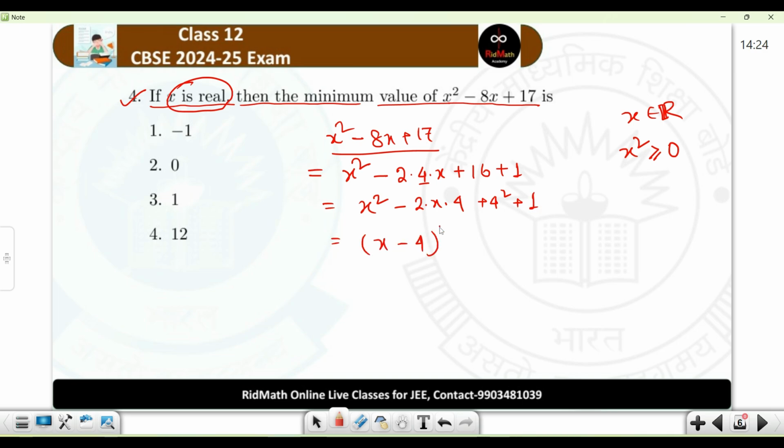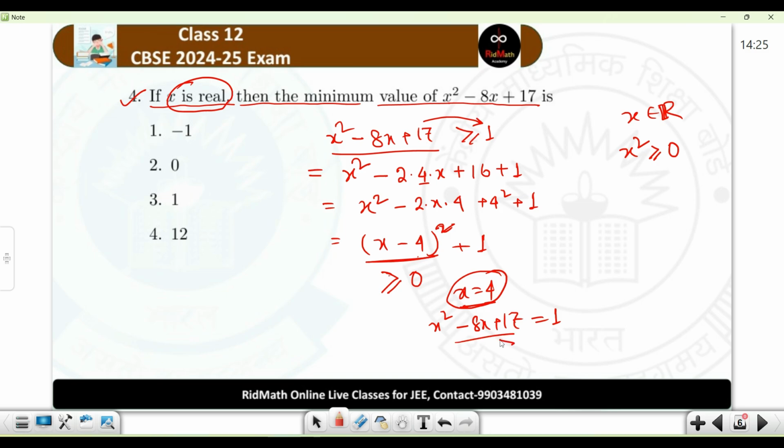So this is (x − 4) whole square, and this is 1. This is a whole square term, so its minimum value is 0. If its minimum value is 0, then the whole term will be greater than or equal to 1. So this expression has the minimum value of 1, and other than that, all values are greater than 1. So what is the minimum value? When x equals 4, the expression x² − 8x + 17 has the minimum value 1. Other than that, the value will be greater than 1. So option number 3 is correct.